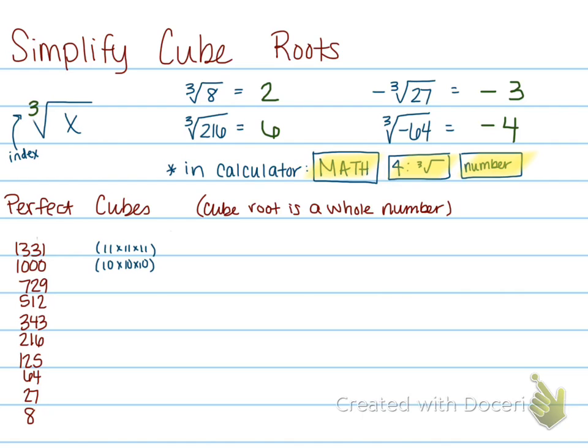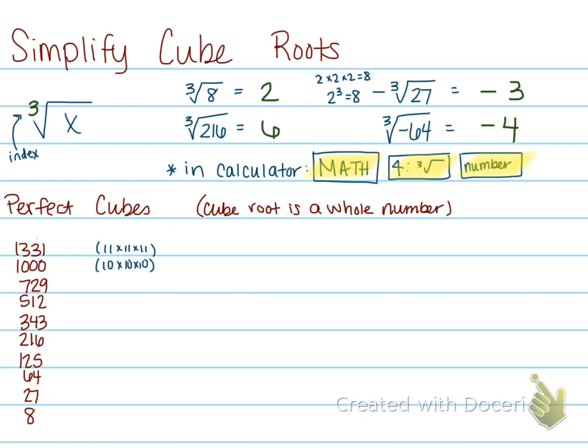What this means for the cube root of 8 is that 2 times 2 times 2 equals 8. That 3 from the cube root is the same thing as the 3 of the exponent we've sometimes seen. Cube roots are the inverse, or the opposite, of the exponent of cubing something.